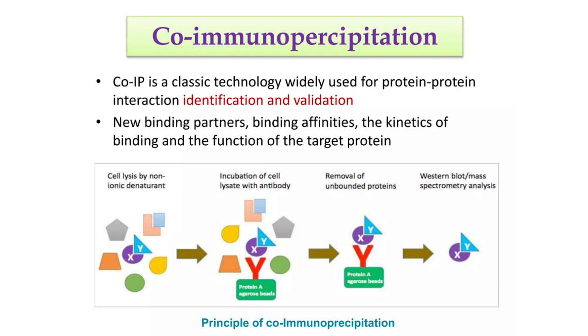Okay, so if you see from the diagram, it is a cell lysis by a non-ionic detergent, and then you incubate the lysate with a particular kind of antibody to which X binds, and then you remove the unbound proteins by washing, and then you can study this interaction by either Western blot or mass spectrometric analysis.